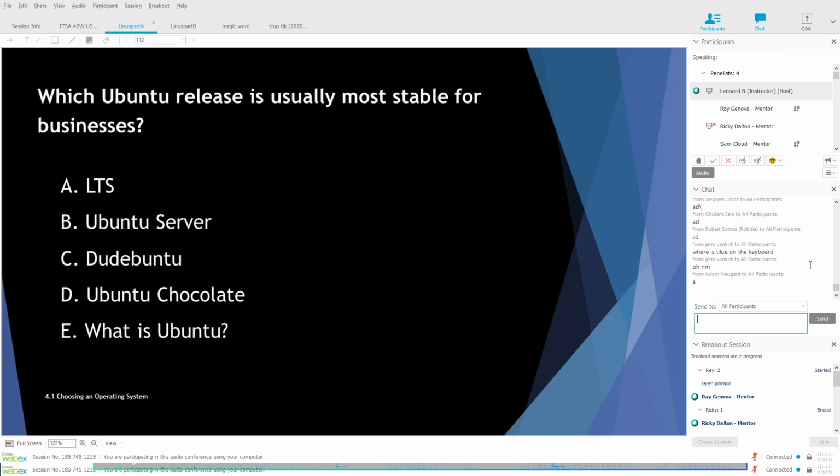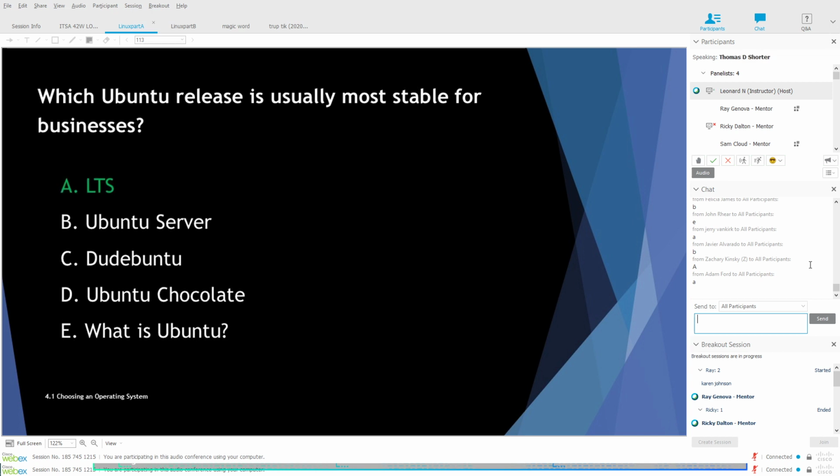Which Ubuntu release is usually the most stable for businesses? Oh, come on, it's not Ubuntu. Nobody's created that one yet, by the way. It is the LTS releases.